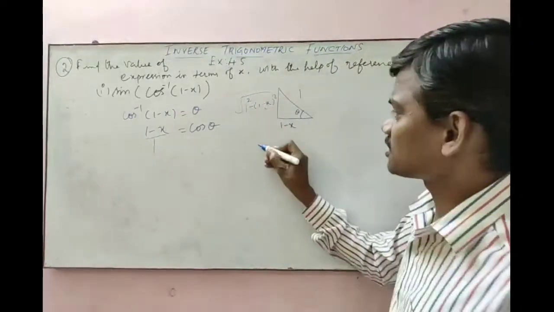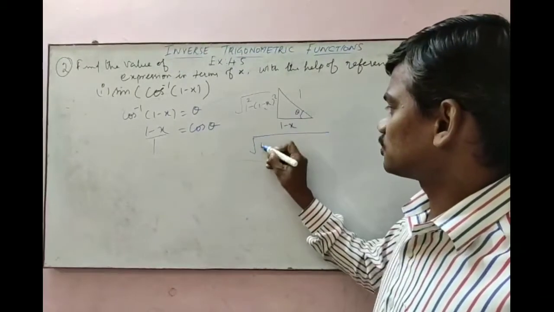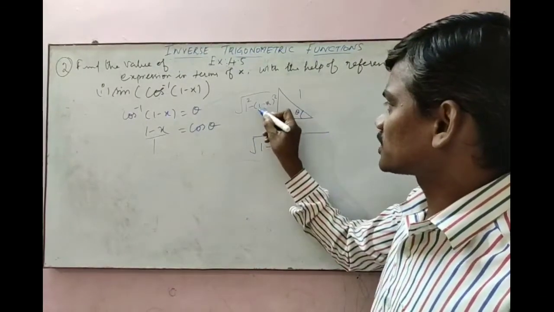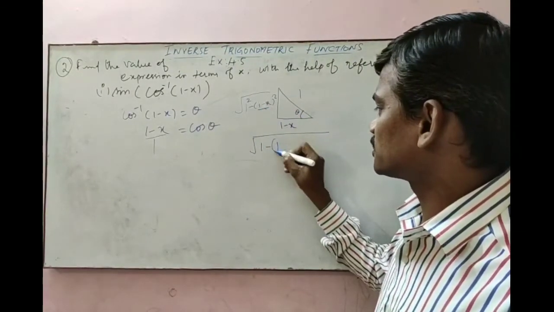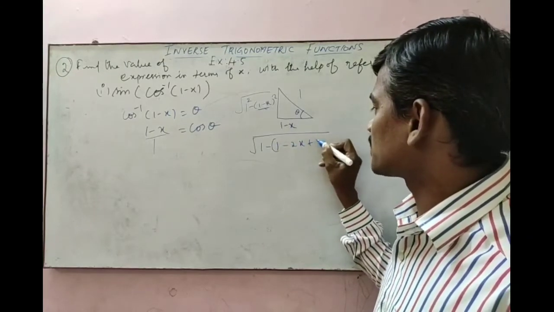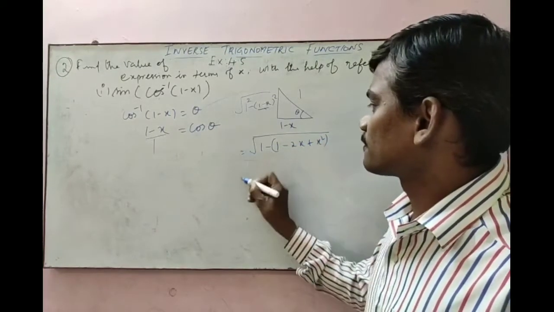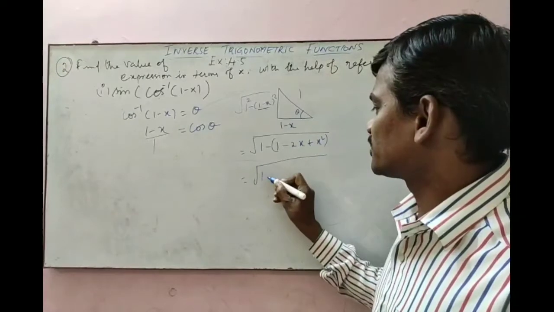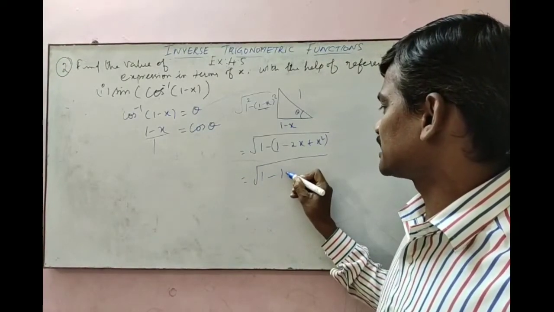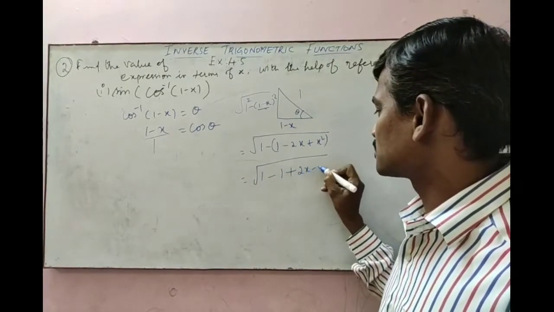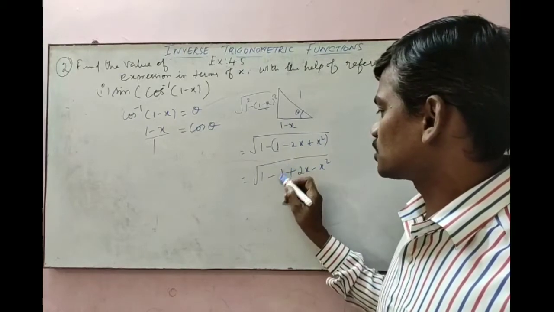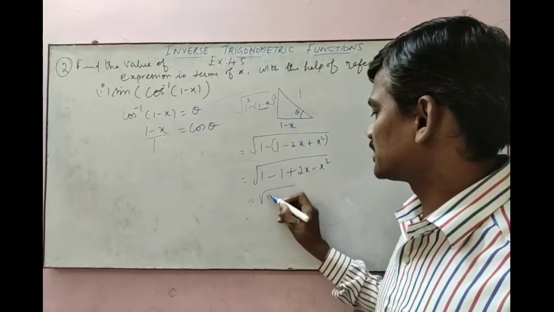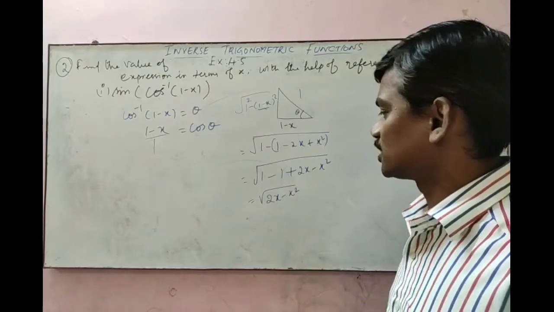On simplification, 1 square is 1. If you expand (1 minus x) whole square, you will get 1 minus 2x plus x square. Again on simplification, you will get 1 minus 1 plus 2x minus x square. Plus 1 minus 1 gets cancelled, and you will get the answer as 2x minus x square.